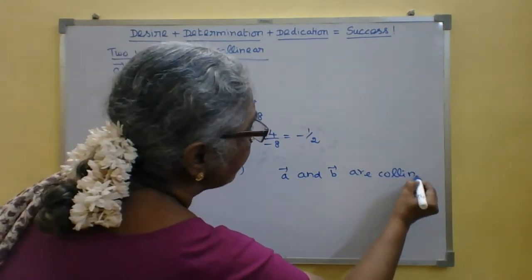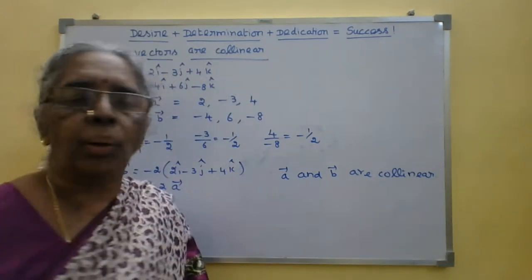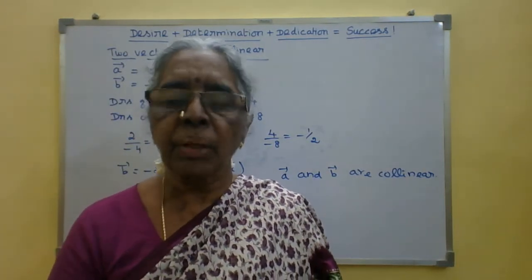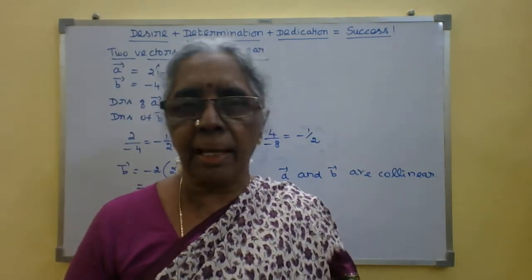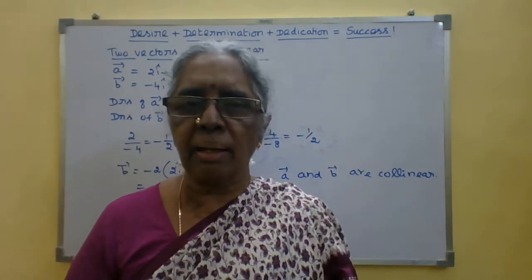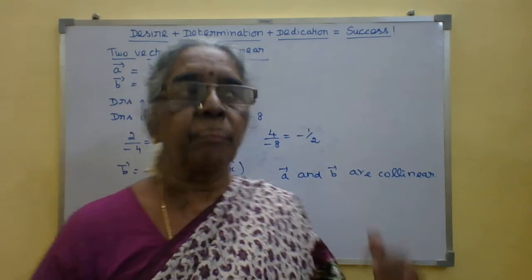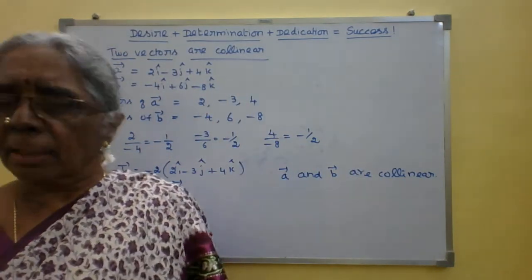So whichever method you feel easier, you can follow. Either prove the direction ratios are proportional or prove one vector is a scalar times the other. It may be a positive scalar, it may be a negative scalar, and it can be a fraction, don't bother about it. Then you can say the two vectors are collinear.